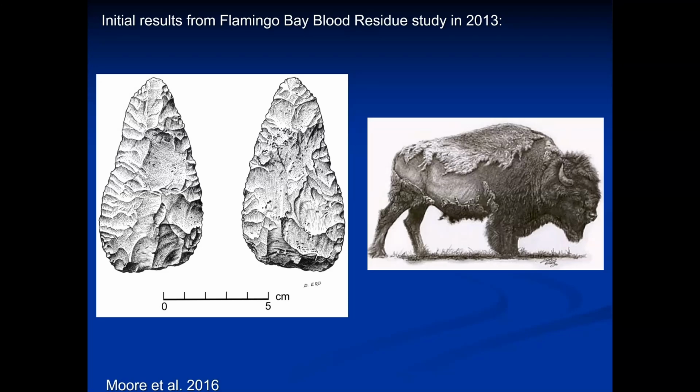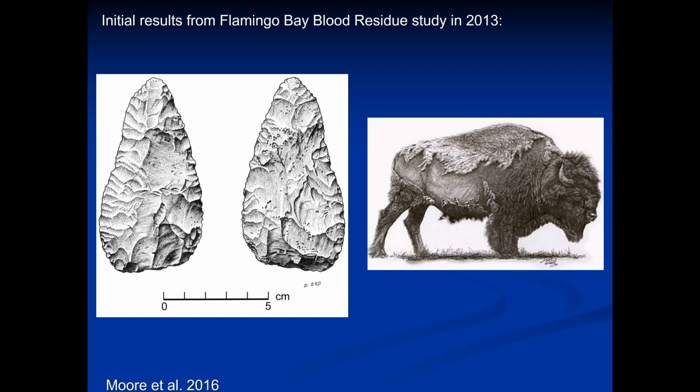And I will say it's hard to understand. It's not DNA. It's a protein residue that gets absorbed through capillary uptake into microscopic fractures in the stone. When they flake the stone and make a stone tool, it produces fractures. And when they use it, the blood goes into those fractures. And there's some remnant of protein in there, which is outside of my area of expertise.